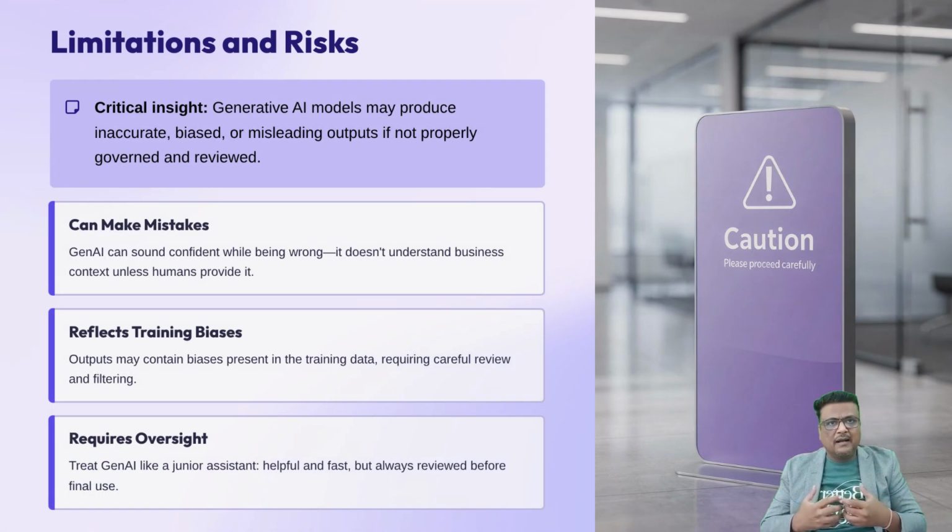Now let's slow down and talk about limitations and risk, because this is where the CPMAI mindset really matters. Generative AI models may produce inaccurate, biased, or misleading outputs if not properly governed and reviewed. Let me make that very real. Gen AI can make mistakes. It can sound confident while being wrong. It can reflect biases present in training data, and it does not understand business context unless humans provide it. I've seen teams treat Gen AI outputs as final answers. That's risky. Gen AI should be treated like a junior assistant, helpful, fast, but always reviewed.